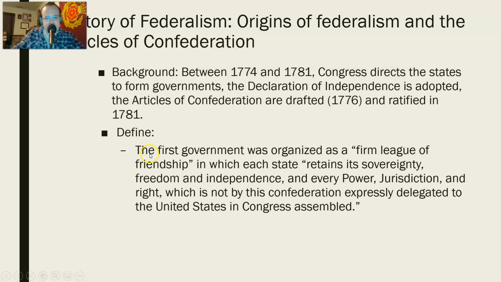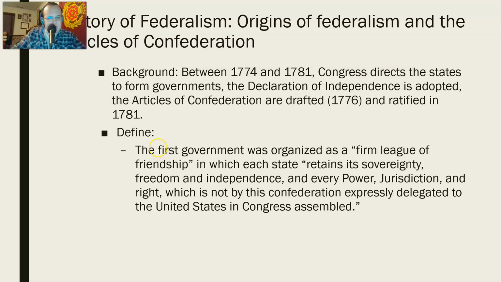So what are these Articles of Confederation? What did they do for the country? So the first government we had was really sort of a firm league of friendship, a direct quote. And each state kept the vast majority of its powers. It was, again, as I explained in part 1 of the series, like we had 13 little countries.